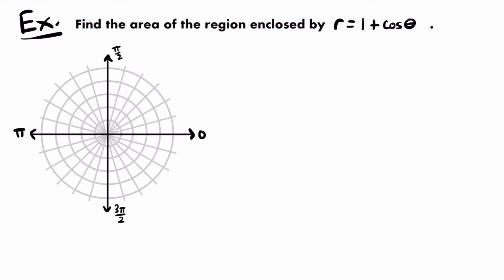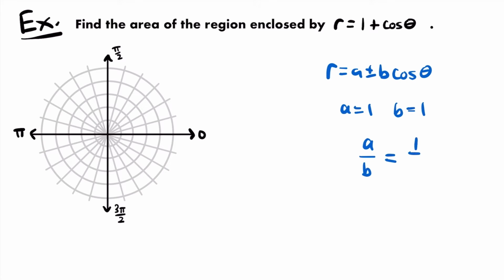The general form of this type of polar equation is r equals a plus or minus b times cosine theta, and this is the general form of a limaçon. Specifically in our case, a is equal to 1 and b is equal to 1. To determine what type of limaçon you have, you take a and divide it by b, and depending on that value, you'll have a different type of limaçon, which determines what your graph will look like. In this case, a divided by b is 1 divided by 1, which is equal to 1, and when a divided by b is equal to 1, you know you have a cardioid, which is a heart shape.